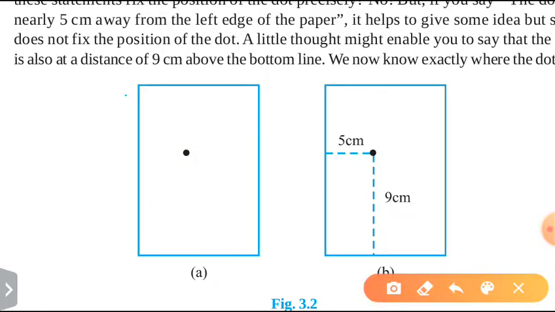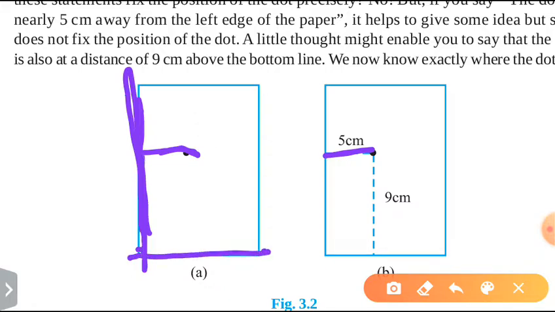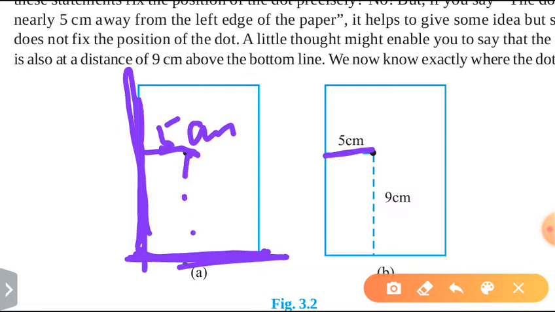For that, first you have to say that this point is 5 centimeter from this line. From this line it is 5 centimeter. You can see that, 5 centimeter. And from this vertical line it is 5 centimeter away, and from this horizontal line it is 9 centimeter away.